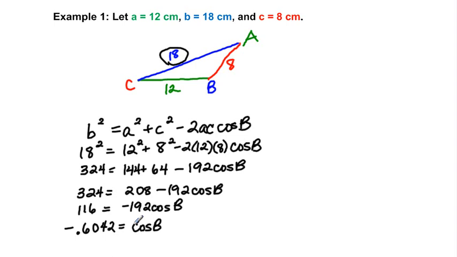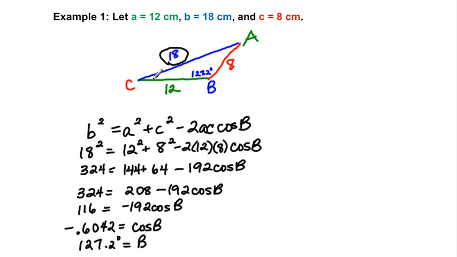And if we do the inverse of negative 0.6042, I actually keep that value stored in my calculator, the one that was not rounded off, so that I get it more precise. I would find that the angle B is 127.2 degrees. Okay. So now we know the measure of angle B. It's 127.2 degrees.